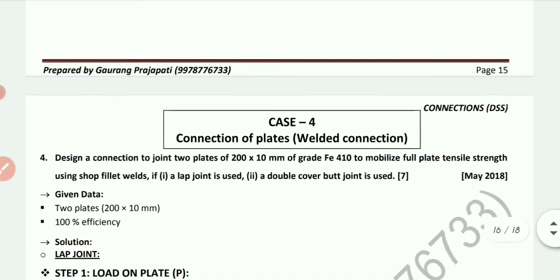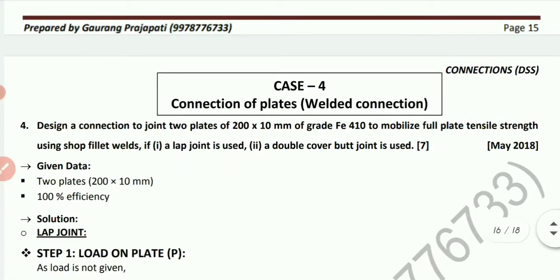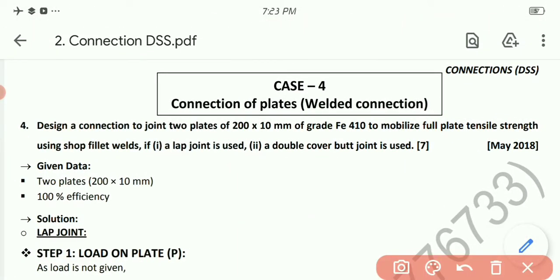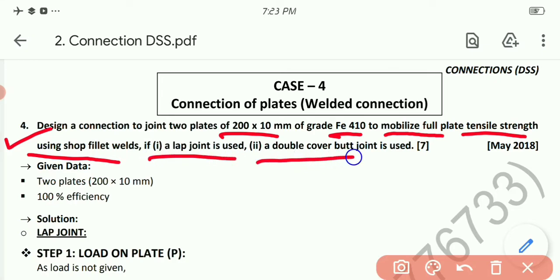So let's start with the data. Example number 4. Design a connection to join two plates 200 cross 10 mm of grade Fe410 to mobilize full plate tensile strength using fillet welds, if a lap joint is used, and second, a double cover butt joint is used. It was asked in May 2018 for 7 marks.